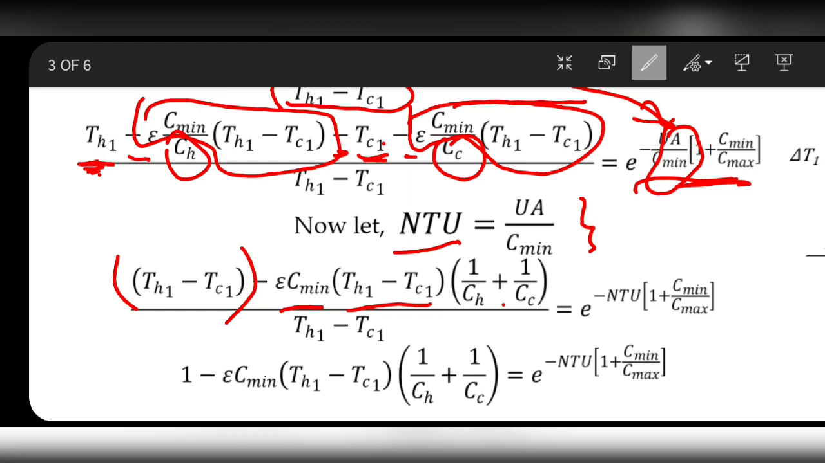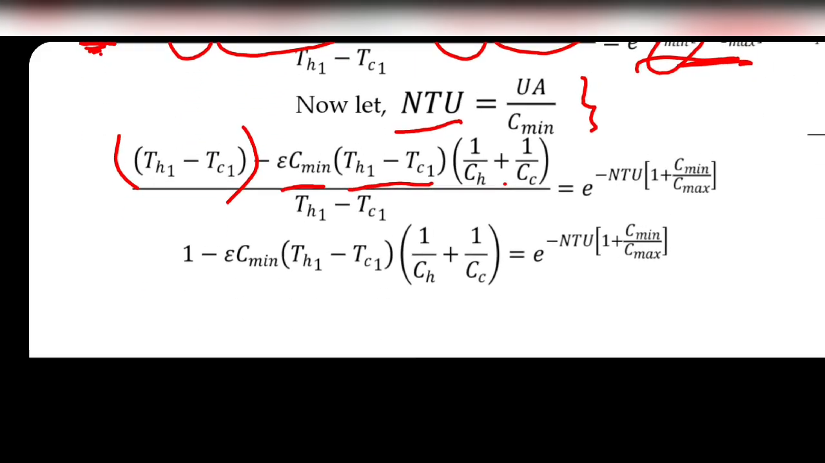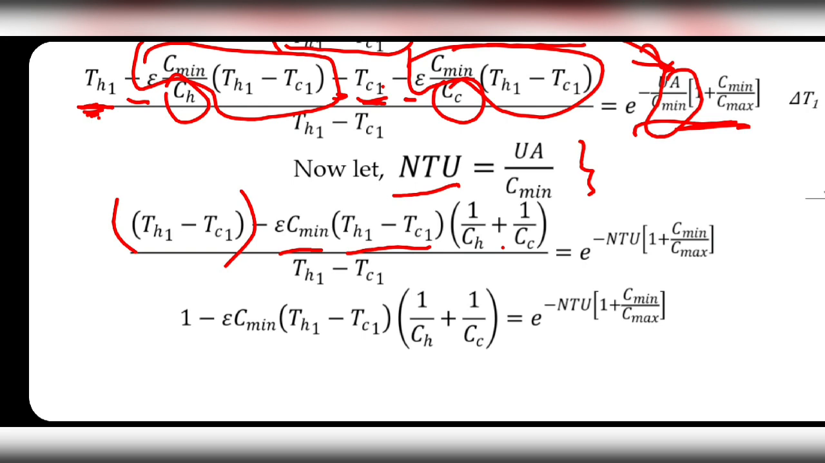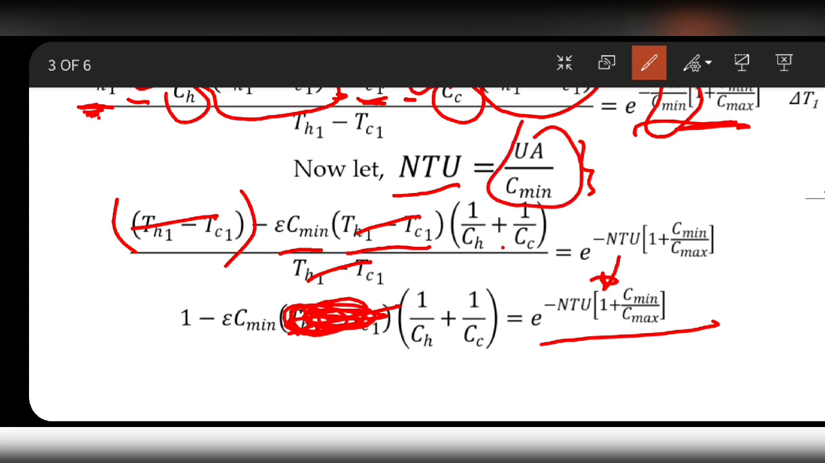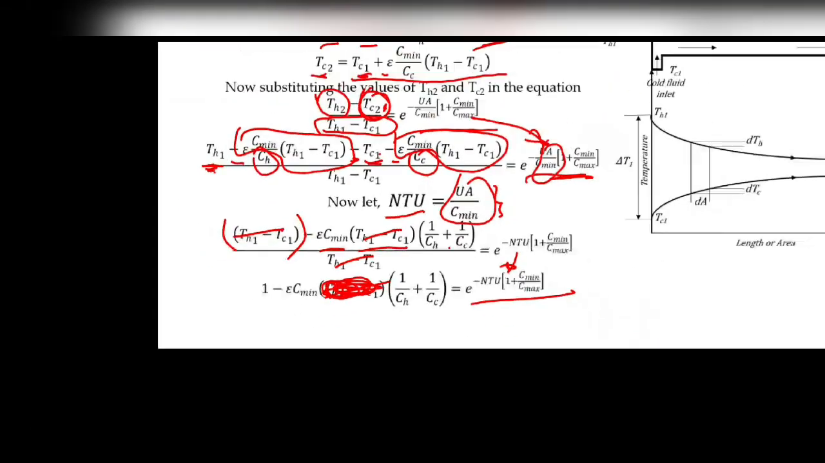Now I need an expression for effectiveness, so I'll try to simplify this equation to get an equation for effectiveness. So you'll get 1 minus epsilon into C minimum. We don't have this temperature term, that gets cancelled here, because in all the three terms we have that, so we don't have to write it here. So 1 minus epsilon into C minimum into 1 divided by CH plus 1 divided by CC will be equal to e to the power of minus NTU. NTU is UA divided by C minimum plus 1 into 1 plus C minimum by C maximum.